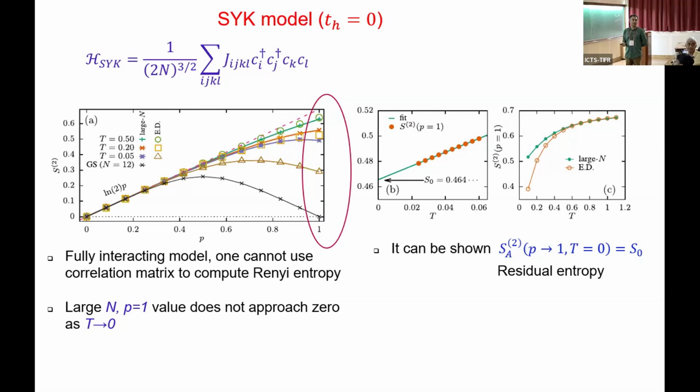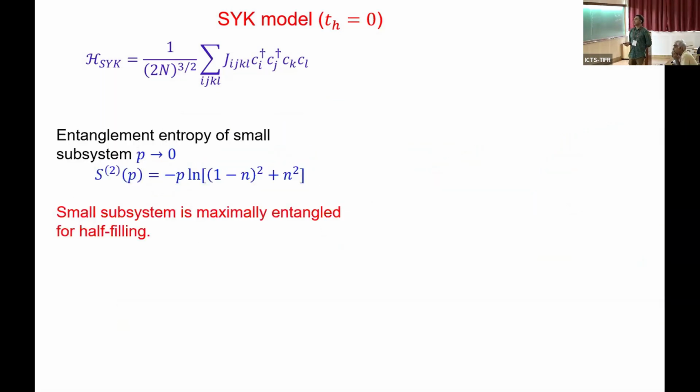Now, using this method, and I think you can show it with other methods also, you can obtain an analytical result for p going to 0. For the complex SYK, it is given by this expression: minus p log of 1 minus n, whole square, where n is the occupation. No, not n p.